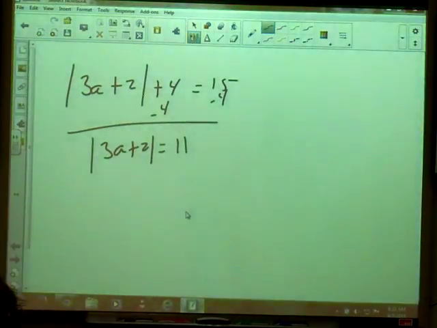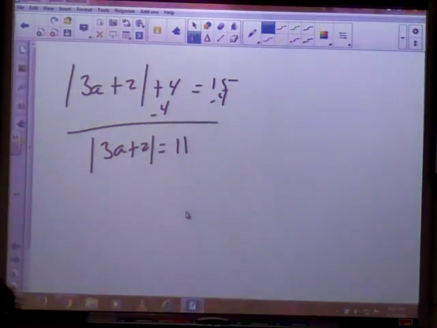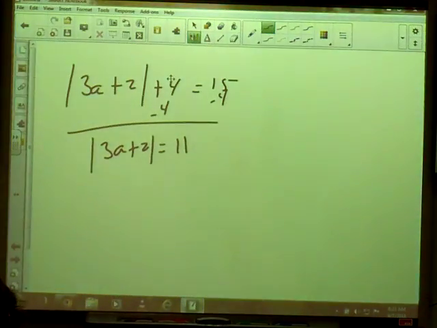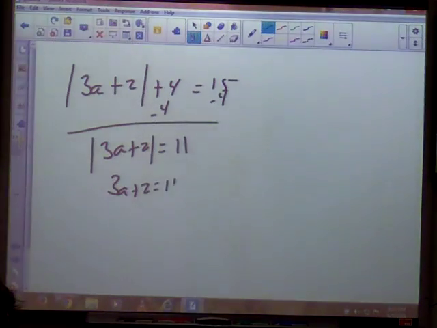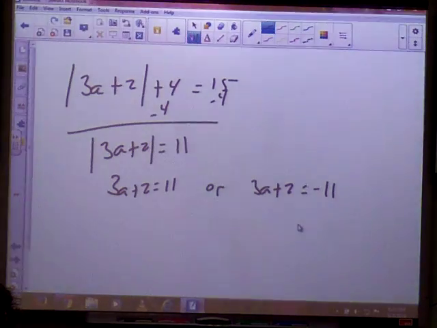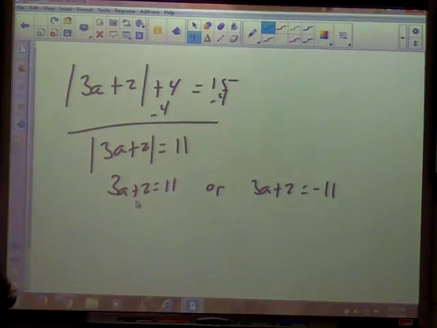Okay, so now we're to where we were on the last problems. We got to write 2 problems. Some people will try to write it before they get rid of the 4. You can't do that. You got to get rid of the extra junk first. So we're going to now have 3a plus 2 is equal to 11, or 3a plus 2 is equal to negative 11. So we've got 2 middle school equations to solve there.